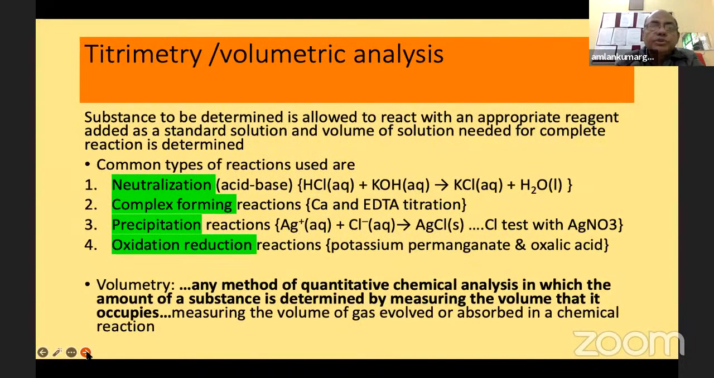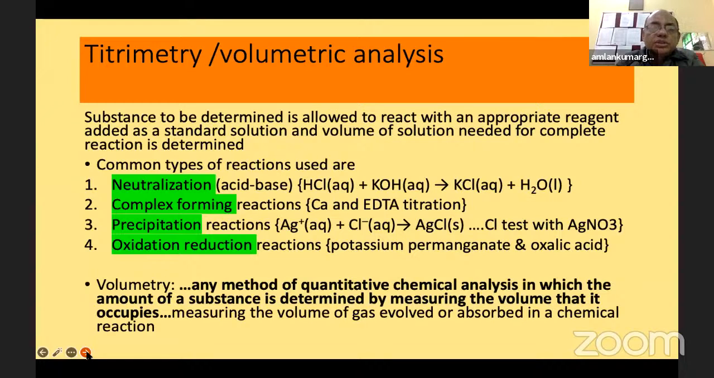Then you have titration and volumetric analysis. Here, the substance to be determined is allowed to react with an appropriate reagent added as a standard solution, and the volume of the solution needed for complete reaction is determined. The common types of reactions are neutralization reactions, complex forming reactions, precipitation reactions, and oxidation reduction reactions.